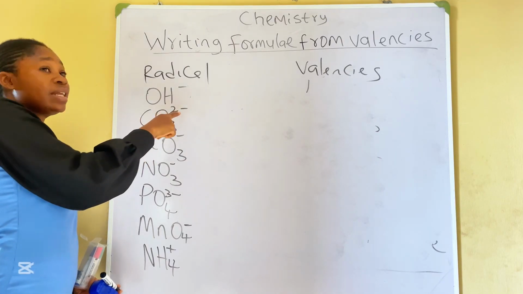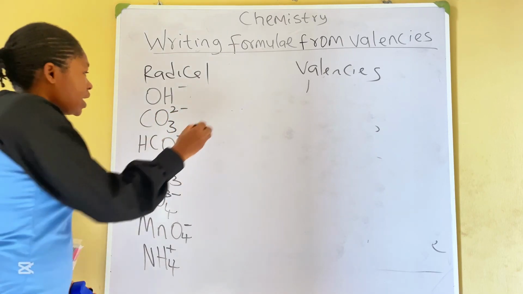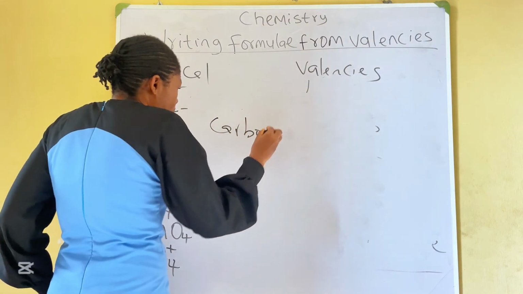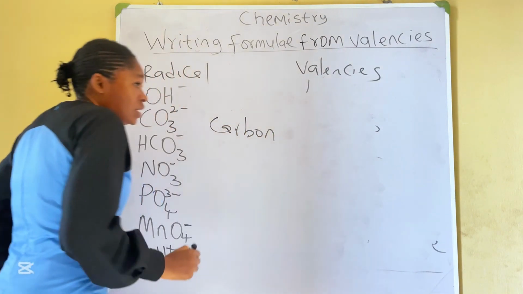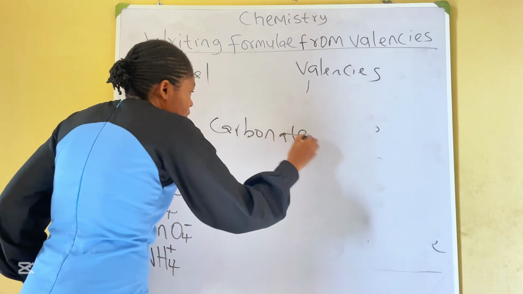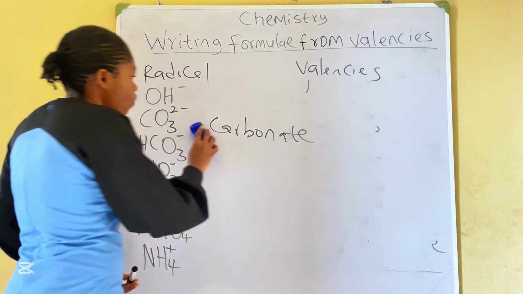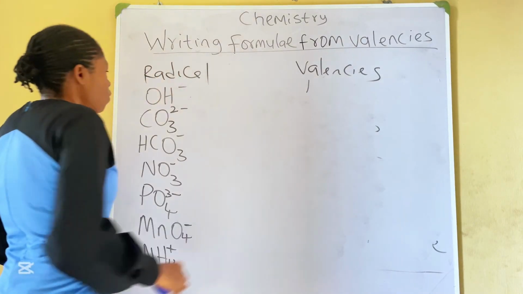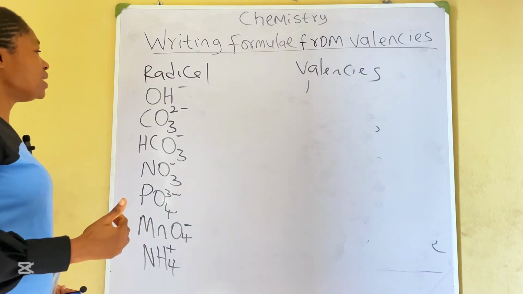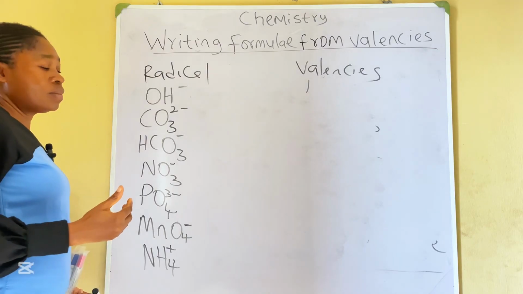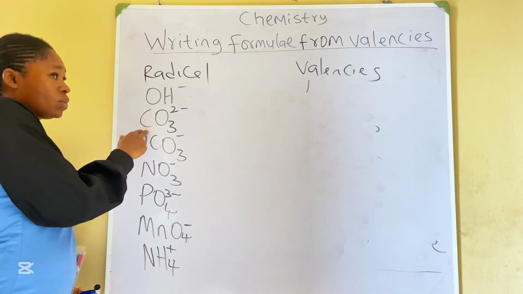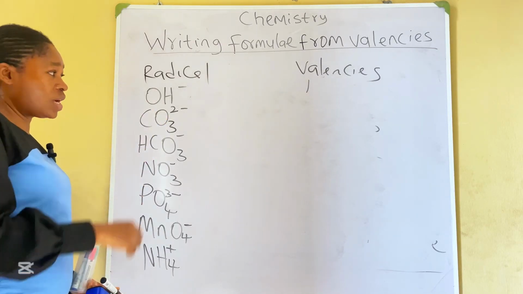Then carbonate. Because this is a negative ion, this carbon, we now use ATE to end it. We add ATE. So trioxocarbonate 4. This is trioxocarbonate 4. That 4 there is what? Is the oxidation number of carbon. That 4 is the oxidation number of carbon.